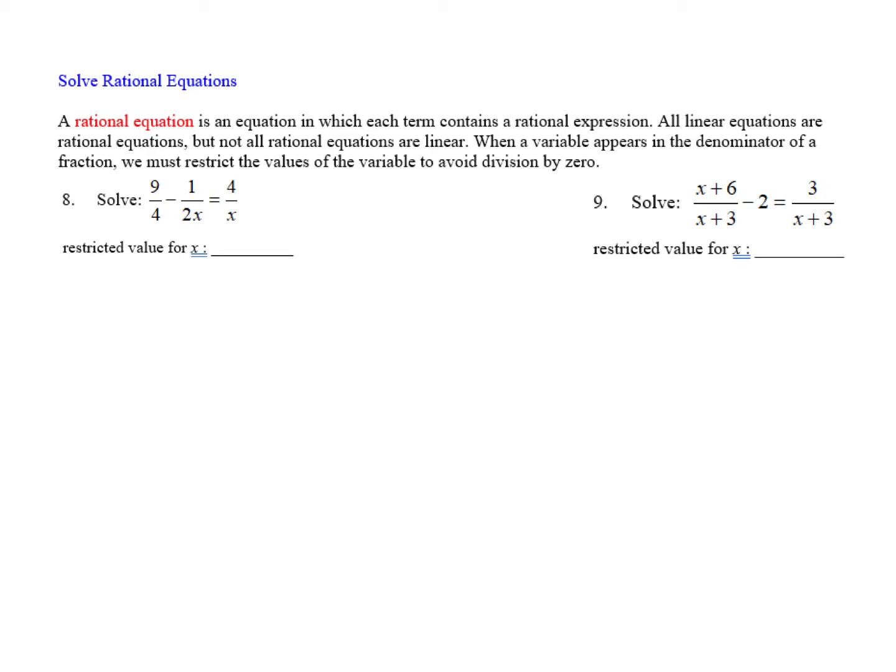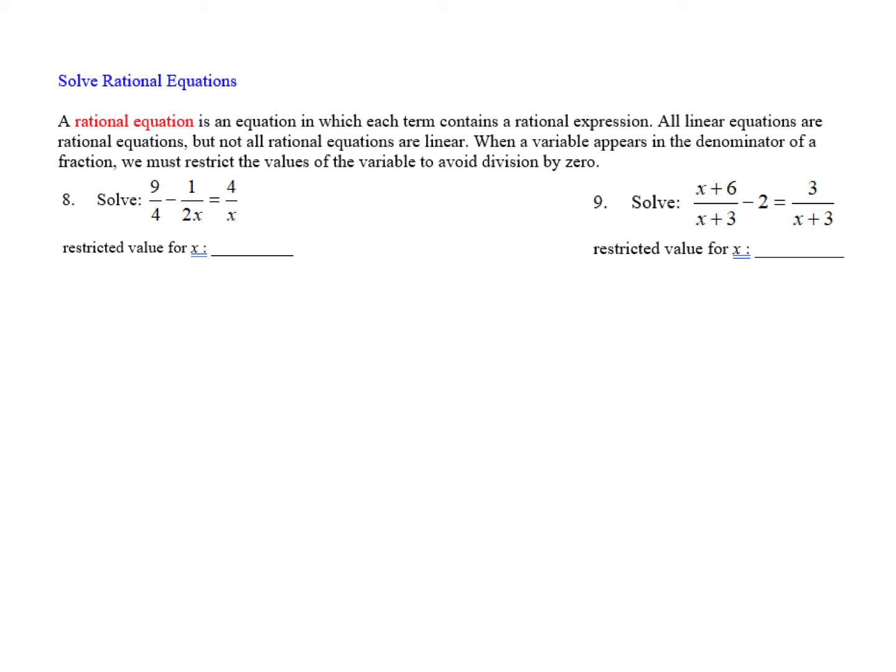denominator. And so when we start looking at variables in the denominator, we're dividing by a variable and we can't divide by 0. So we always have to ask ourselves, what is going to make that variable equal to 0? What values of x will make the denominator equal 0?